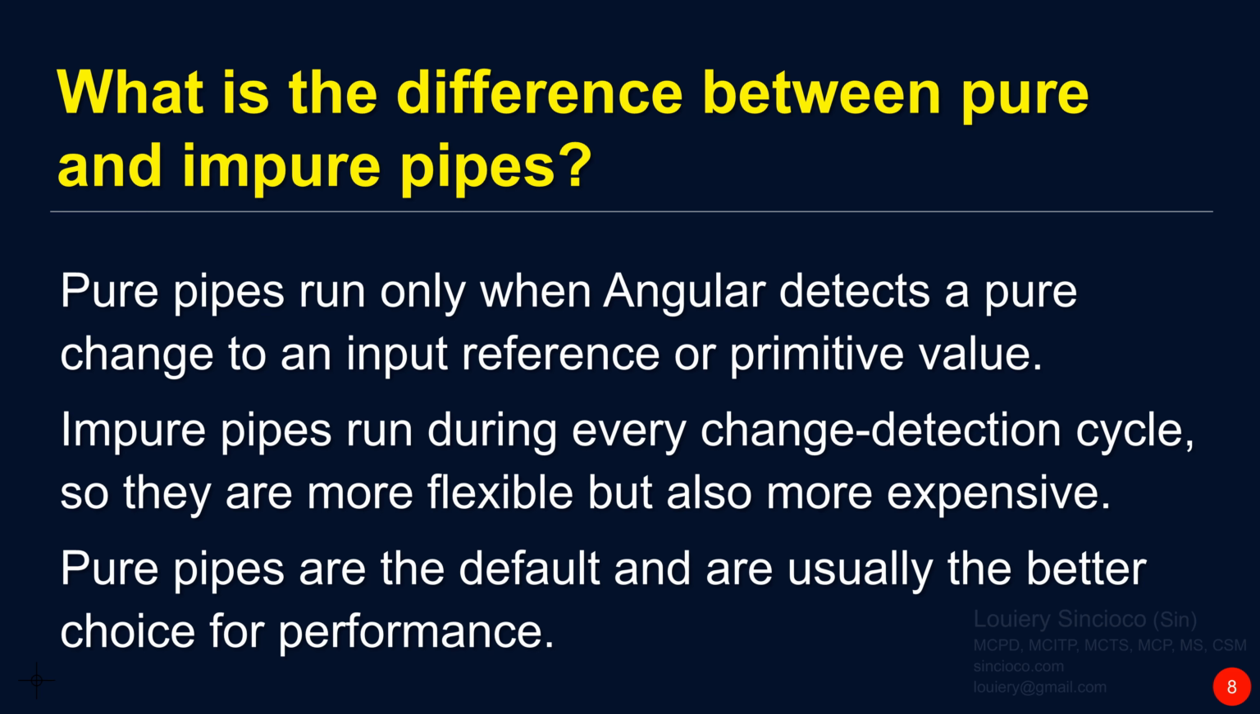What is the difference between pure and impure pipes? Pure pipes run only when Angular detects a pure change to an input reference or primitive value. Impure pipes run during every change detection cycle, so they are more flexible, but also more expensive. Pure pipes are the default and are usually the better choice for performance.